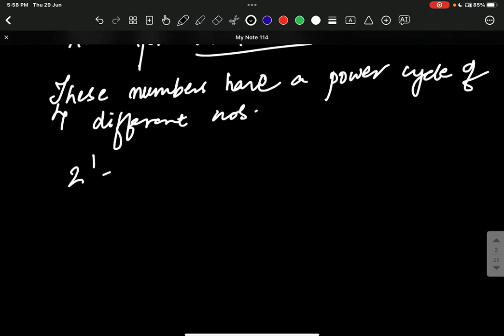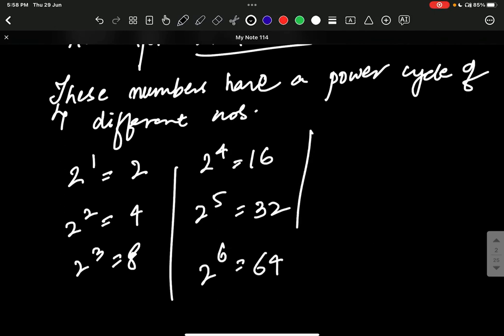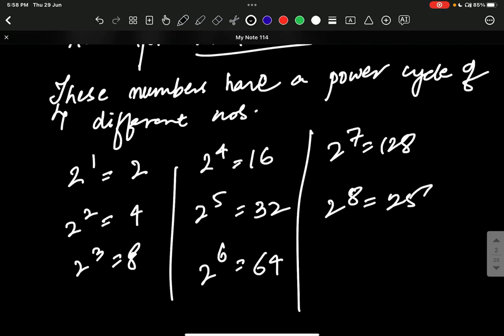If I'm writing 2 raised to the power 1, that is 2. 2 raised to the power 2 is 4. 2 raised to the power 3 is 8. 2 raised to the power 4 is 16. 2 raised to the power 5 is 32. 2 raised to the power 6 is 64. 2 raised to the power 7 is 128 and 2 raised to the power 8 is 256.